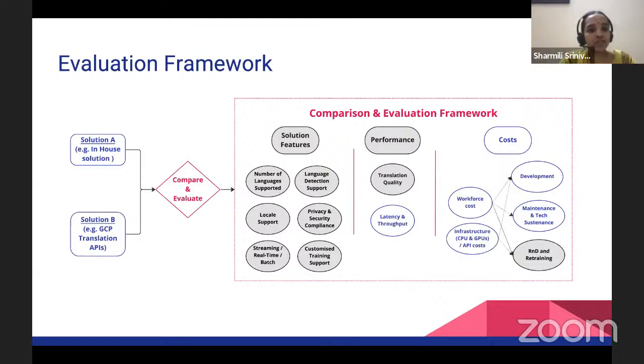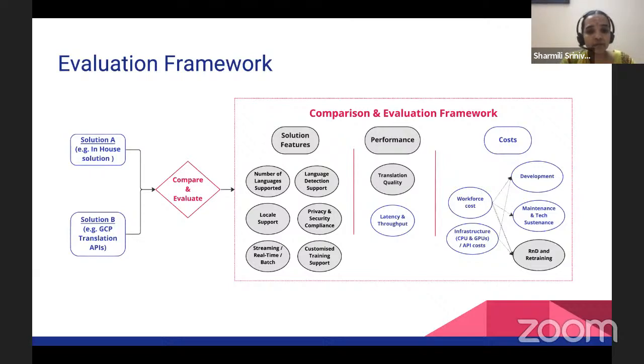So today in our talk, as an example, we will compare our in-house solution versus a vendor solution, which is the GCP translation API. In this, we will mainly cover the cost factors, both workforce cost and infrastructure cost, in the development and maintenance phases. We will also cover the latency and throughput dimension as well.